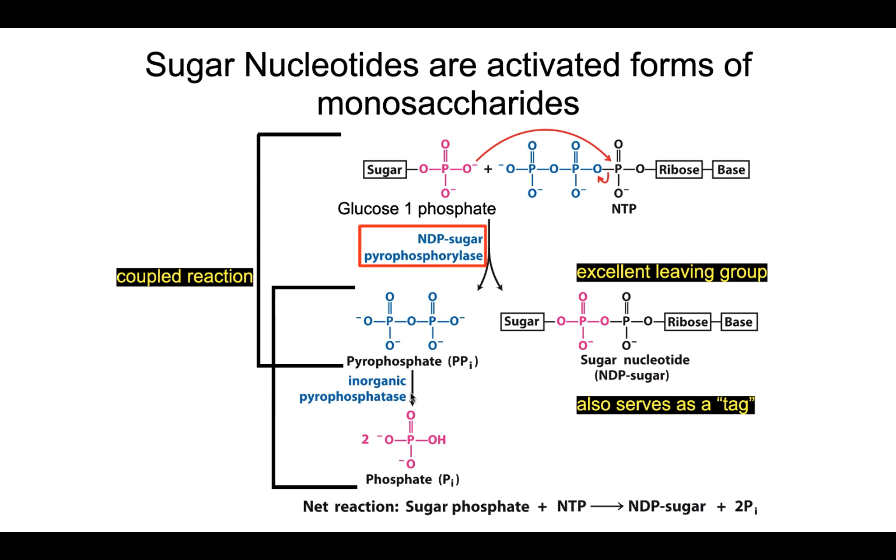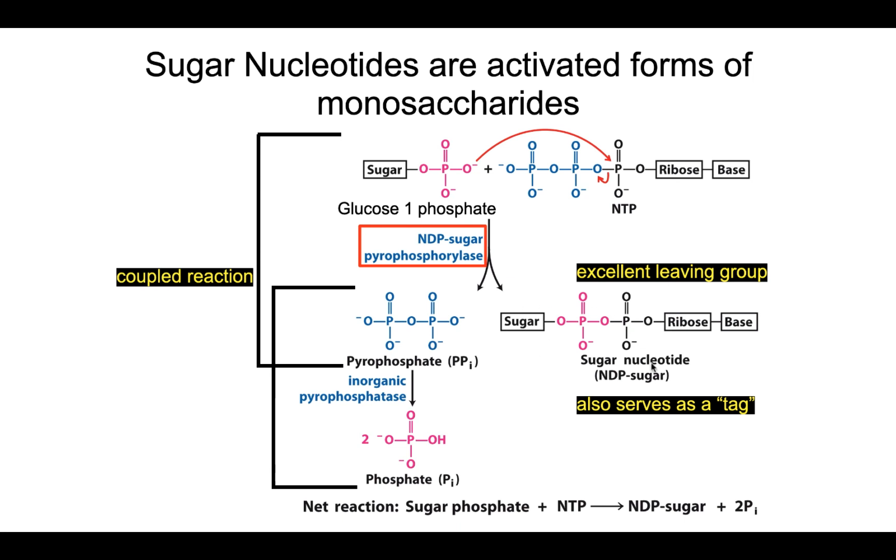Now, pyrophosphate is then broken down again into two phosphate groups. That's a very exergonic reaction. So we have a coupled reaction here: the activating of the sugar as one reaction, and the breakdown of pyrophosphate as the second reaction, and the two are coupled. This NDP-sugar is important because the giant NDP part is a great leaving group. It very much increases the reactivity of this sugar molecule.